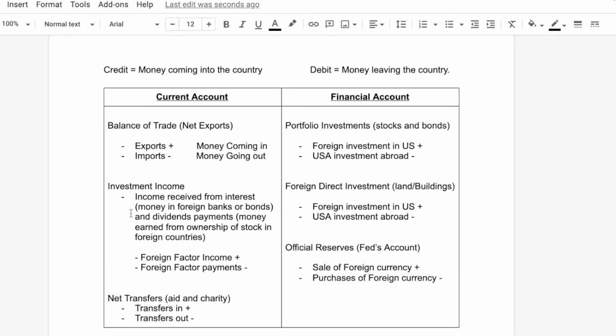Next, we have the financial account. The financial account is going to be made up of portfolio investments, foreign direct investments, and the official reserves in the Fed's account. We'll talk about each of those things real quick.